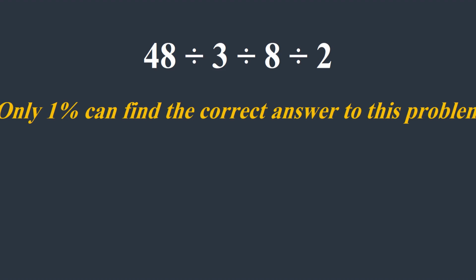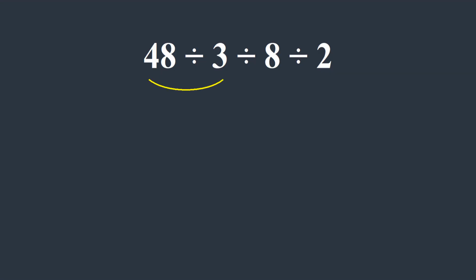In this challenge video, 48 divided by 3 gives us 16, and here we have 8 divided by 2, which equals 4. So 16 divided by 4 is just 4. But this answer is not correct, because according to the order of operations, when we have more than one division in an expression, we have to work from left to right.